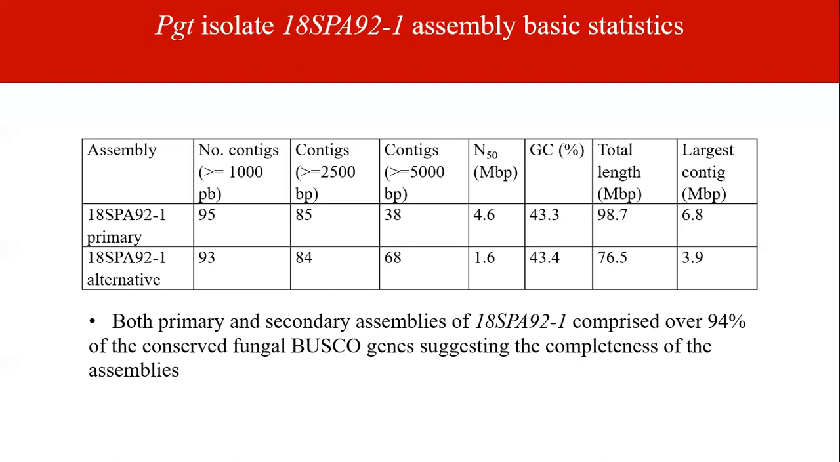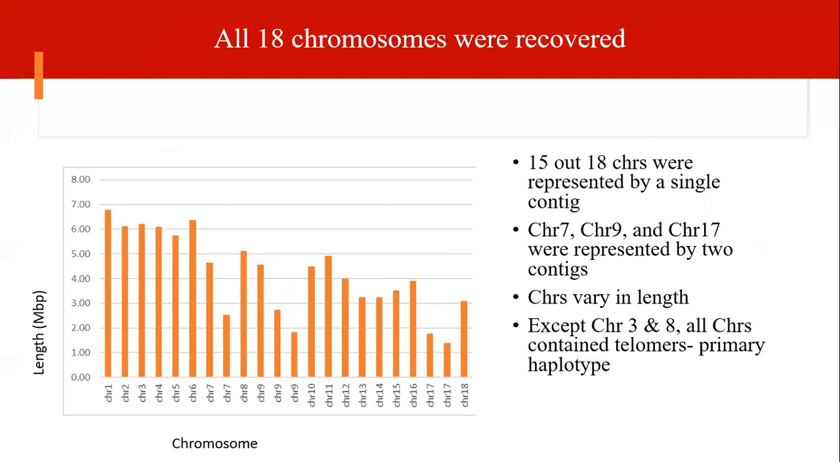Both primary and alternative assemblies of 18SPA92-1 comprised over 94% of conserved fungal BUSCO genes. This shows that the assemblies are complete. All 18 chromosomes were recovered for this assembly. 15 of 18 chromosomes were represented by a single contig. Chromosome 7, chromosome 9, and chromosome 17 were represented by two or more contigs. Chromosomes vary in length. Except chromosomes 3 and 8, all chromosomes contain telomeres based on the primary haplotype assembly.